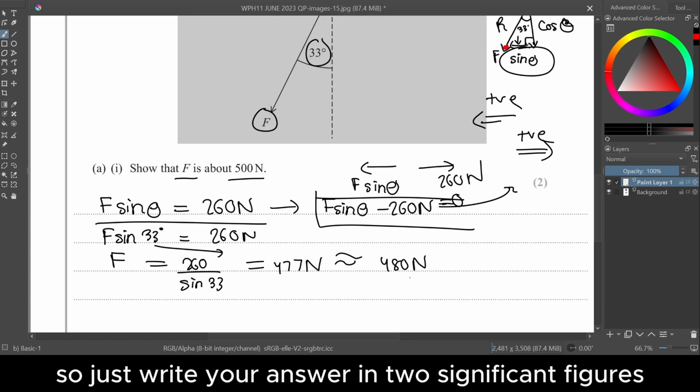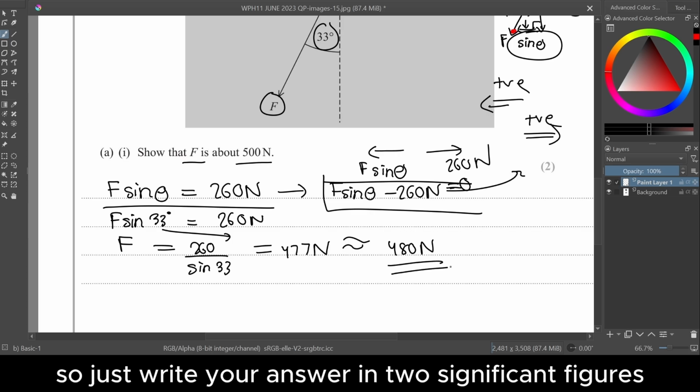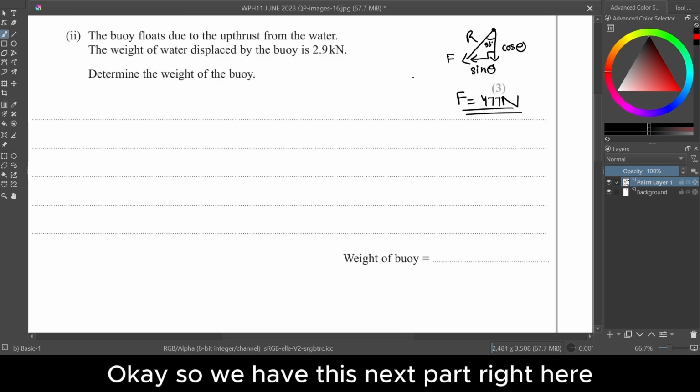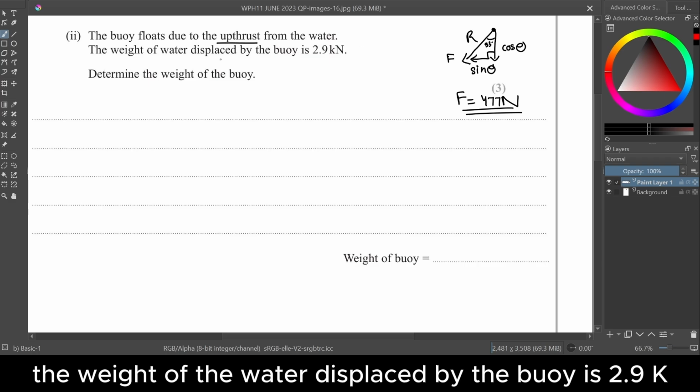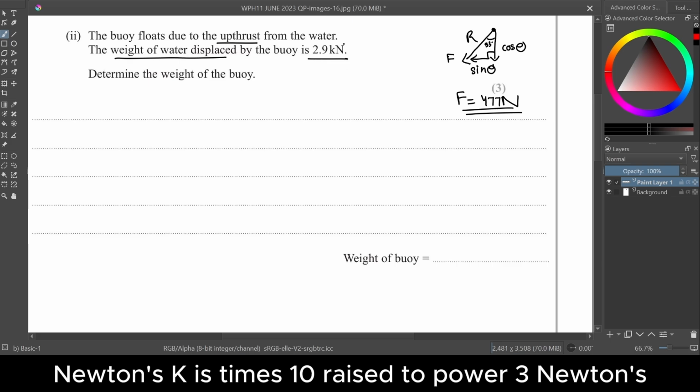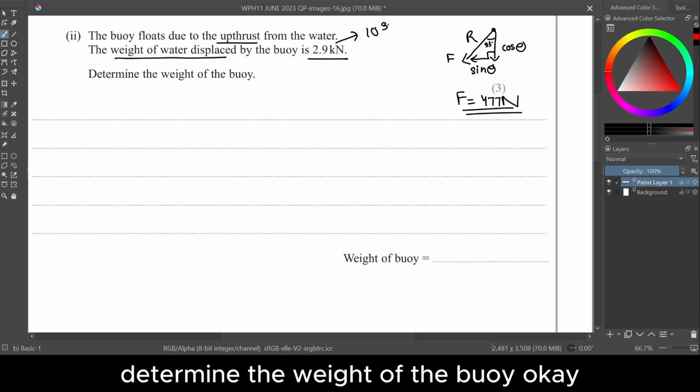So just write your answer in two significant figures as well. Okay, so we have this next part right here. It says the buoy floats due to the upthrust from the water. The weight of the water displaced by the buoy is 2.9 kN. K is times 10 to the power 3 newtons. Determine the weight of the buoy.